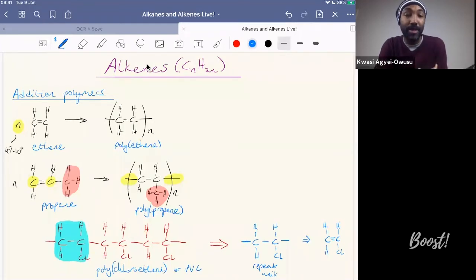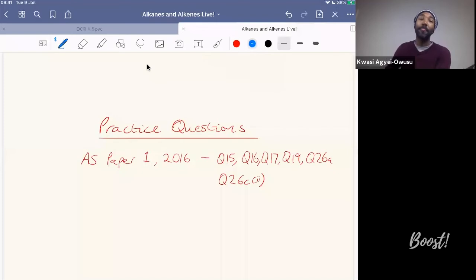Okay, so that's all I'm going to say on alkenes and addition polymerization. As I said, I've got a quite extensive video on polymerization and addition polymers. But what I want us to look at now to conclude our session are a few questions from the AS Paper 1 2016 paper. Quite a few questions. Some of them are MCQs, so we wouldn't be spending a huge amount of time trying to work out the answers, hopefully. So questions 15, 16, 17, 19, 26A and 26C part 1.